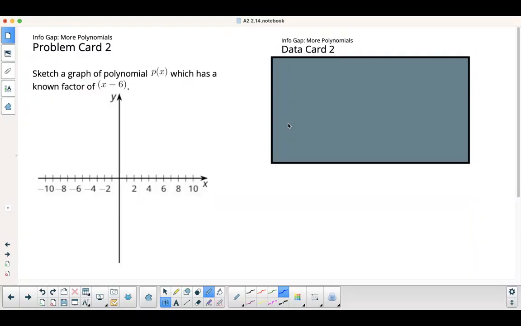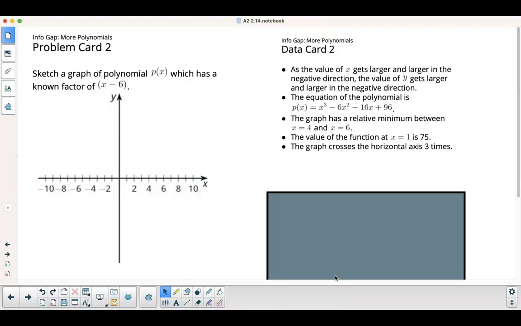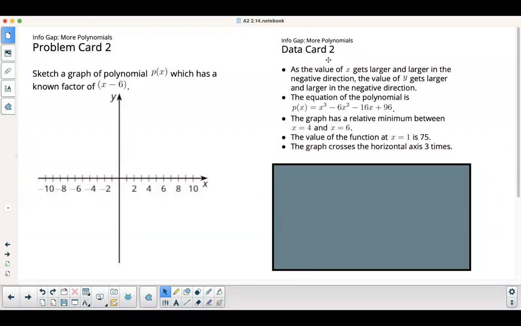Are there any relative maximum or minimum on the graph? Okay, those are the type of questions I'm going to ask. So I'm going to go over here to the info, the data. So this looks like end behavior. As the value of x gets larger and larger in the negative direction, the value of y gets larger and larger in the negative. So that means the left side goes down.